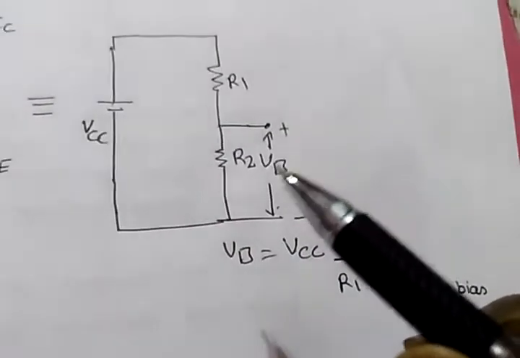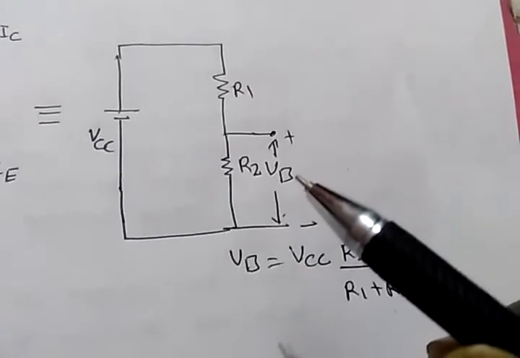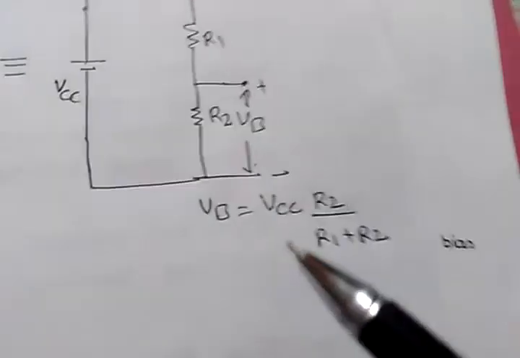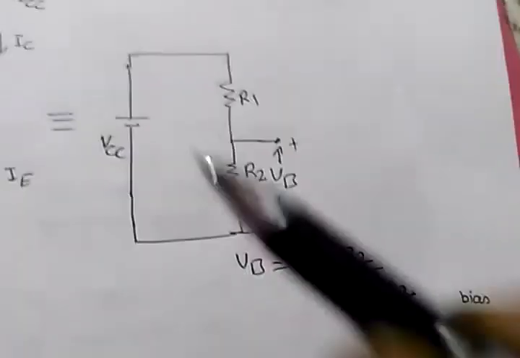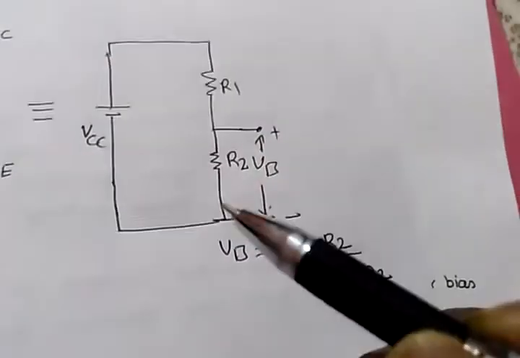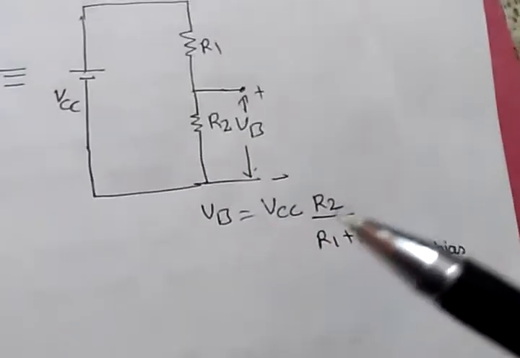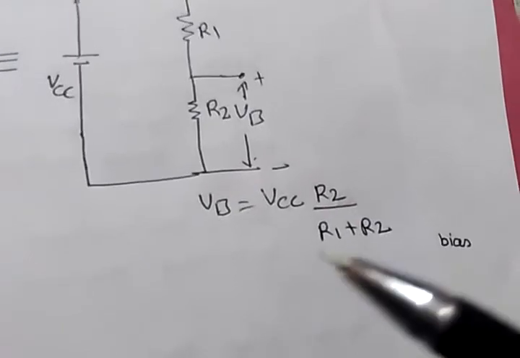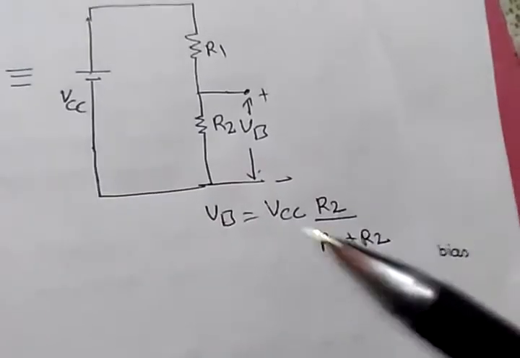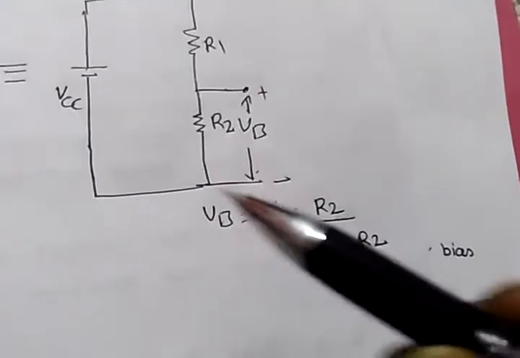So according to the voltage divider rule, we can write VB equals VCC, means the supply voltage across R1 R2, VCC multiplied by R2 upon R1 plus R2. This is the Thevenin equivalent voltage.